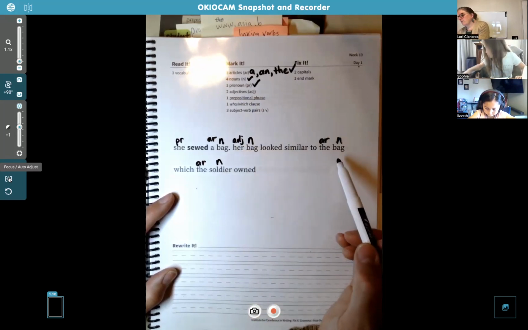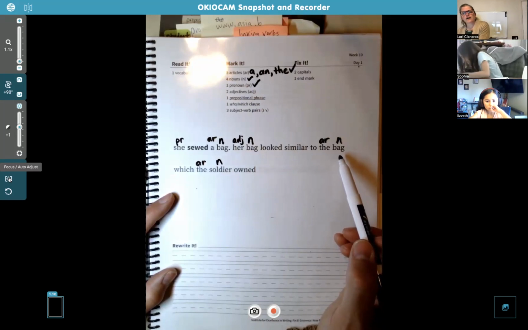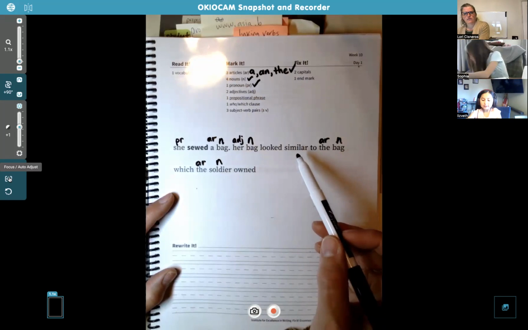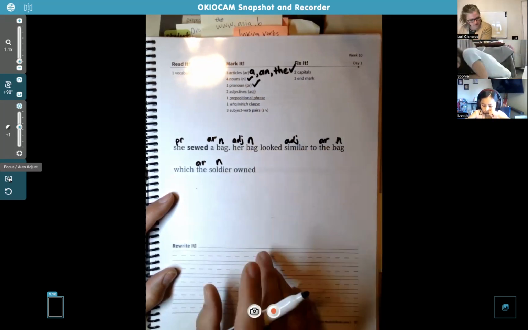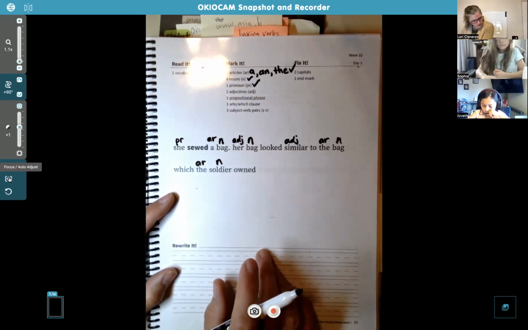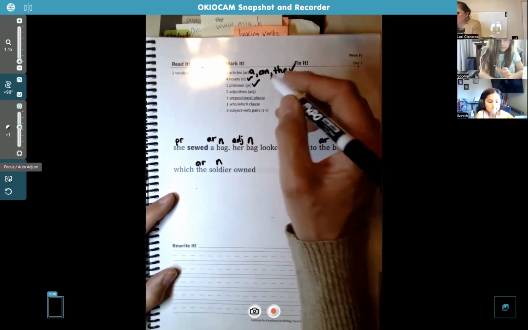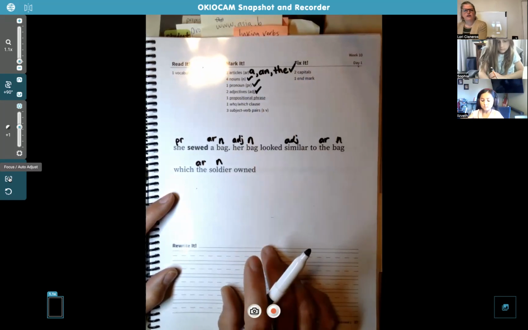And then look at this word bag. Which or what kind of bag or which one? Look back a little bit. Similar. Yes, good. Similar. Exactly. Good job. So that's it. Those are the two adjectives. We can put a check mark there.